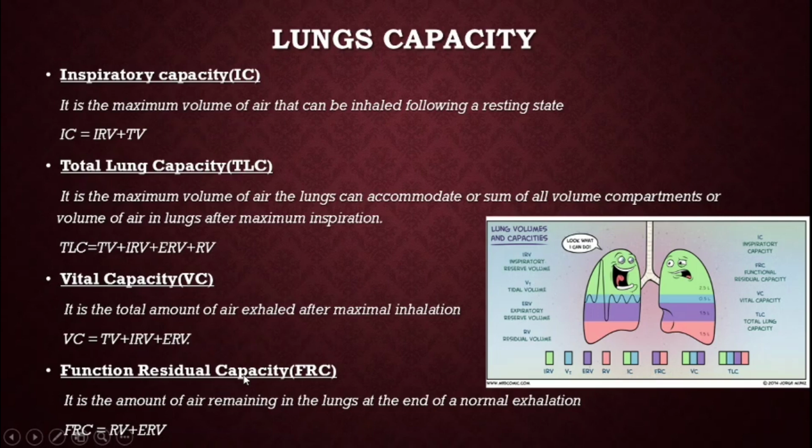And the last is the functional residual capacity, which is also denoted by FRC. It is the amount of air remaining in the lungs at the end of the normal exhalation. So at this point, the normal exhalation ends, and below these two volumes are the expiratory reserve volume and the residual volume. So the sum of the expiratory reserve volume and the residual volume is the functional residual capacity. So the functional residual capacity is the residual volume plus the expiratory reserve volume.